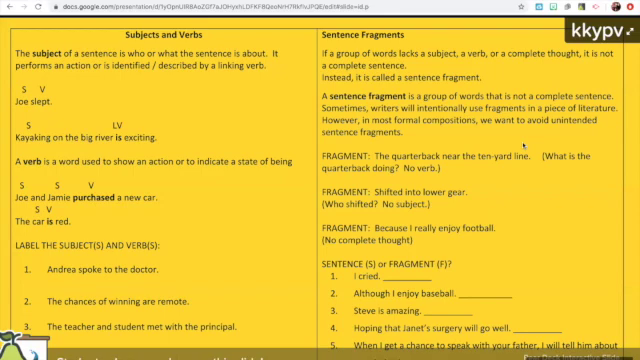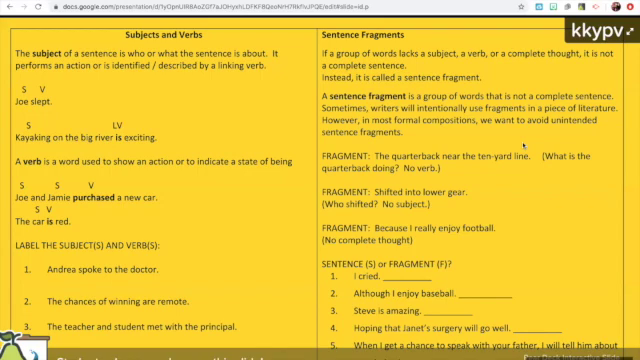Number 3, Steve is amazing. That is a sentence. We have a subject, which is what? Steve. We have a verb, is, and amazing is finishing that sentence out. Steve is amazing. That's a complete thought. It's a sentence.